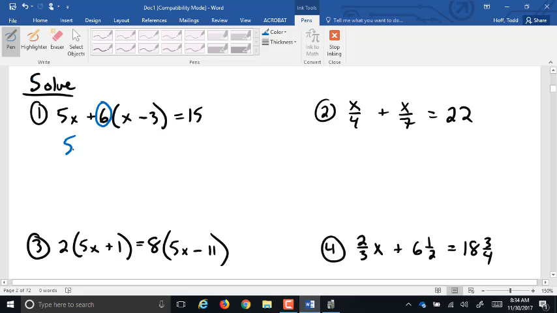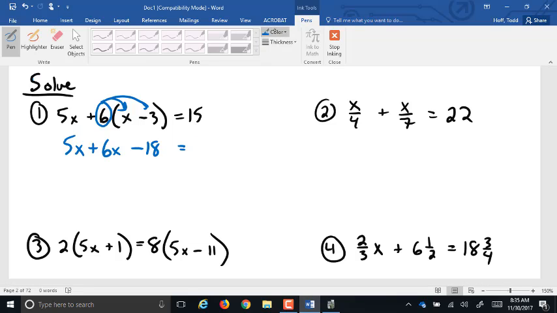So I've got the 5x up front here. Nothing's going to happen to that. 6 times x is 6x. What do I have to put in here? It's a positive 6x. I do have to put plus there. 6 times negative 3 is negative 18.